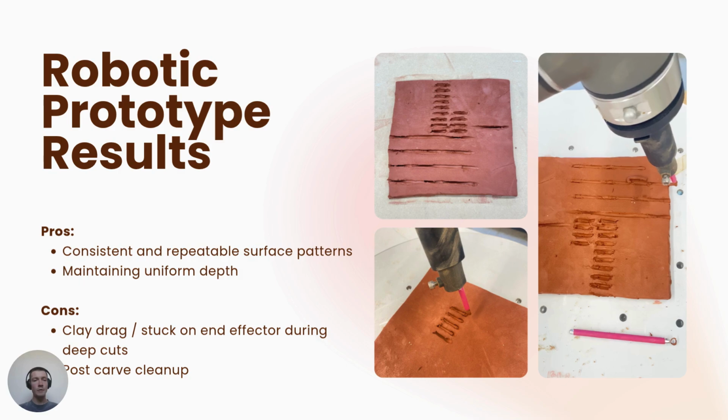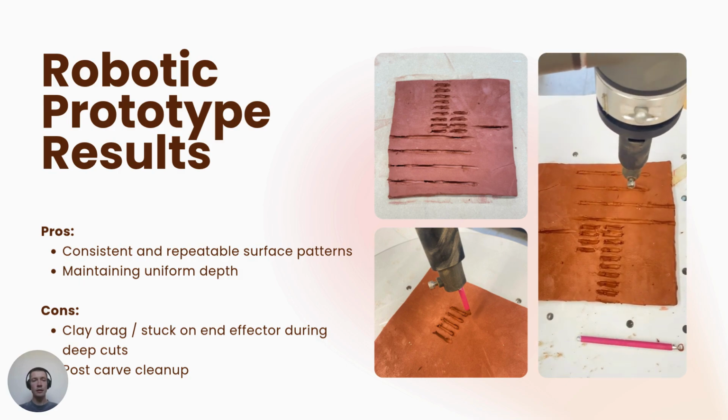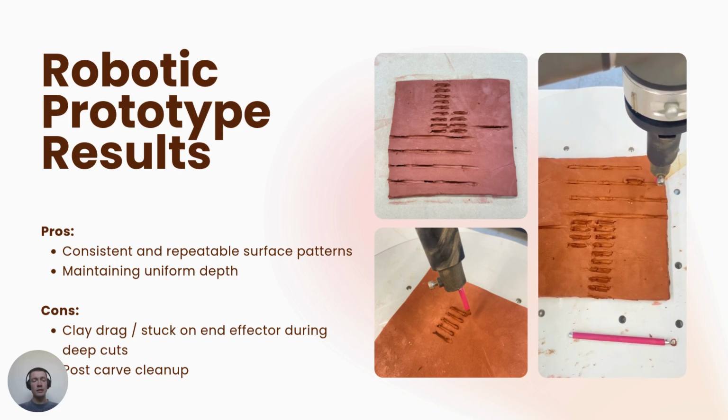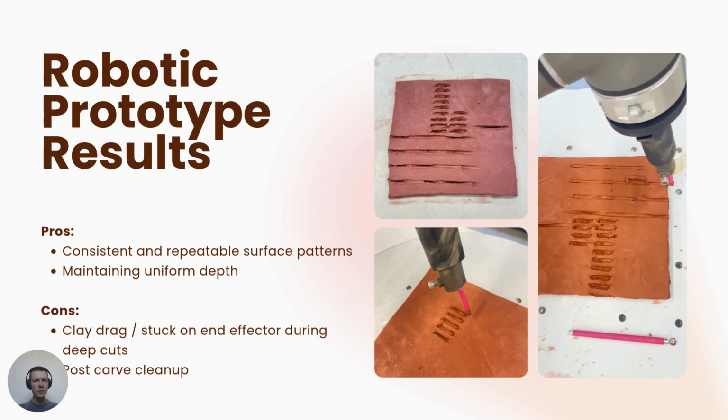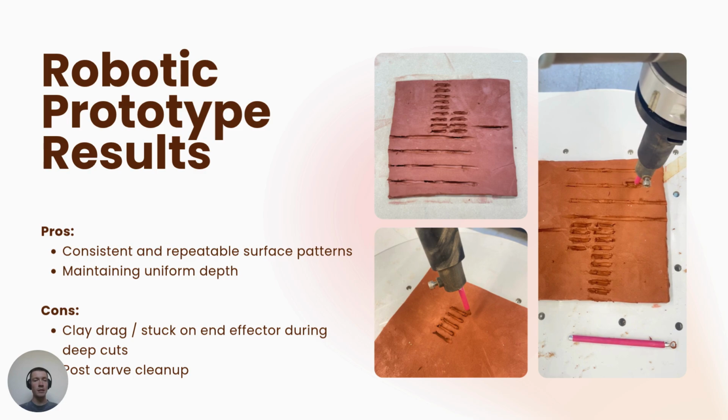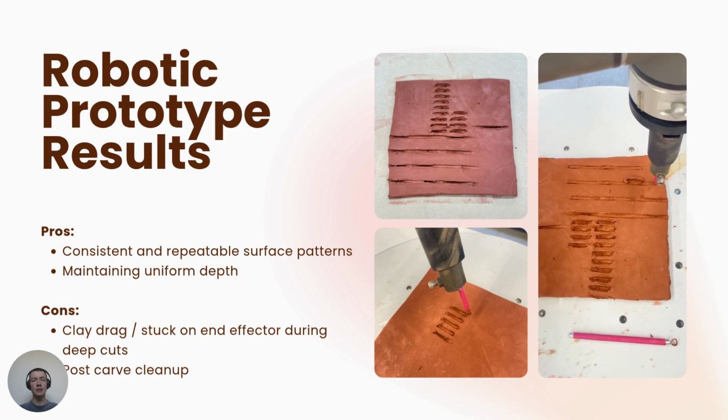While firmer clay improved stability during the carving, it also increased resistance, which contributed to dragging during deeper cuts. These results highlight that robotic fabrication is not purely a digital process, but one that must be carefully calibrated in response to material behavior.